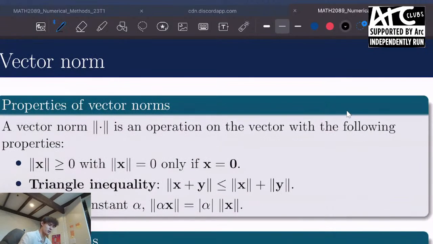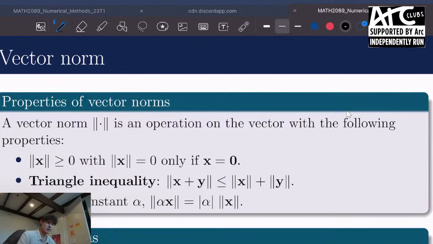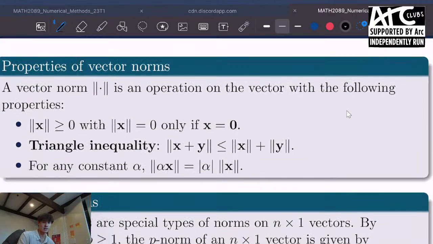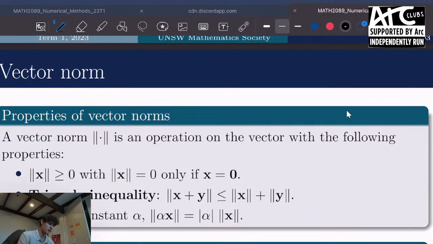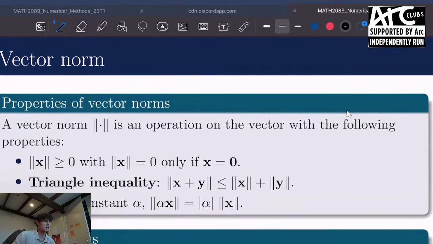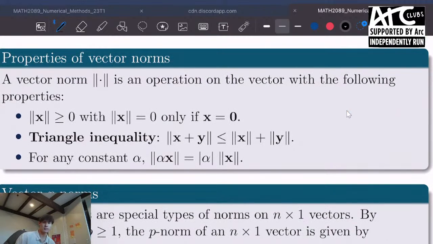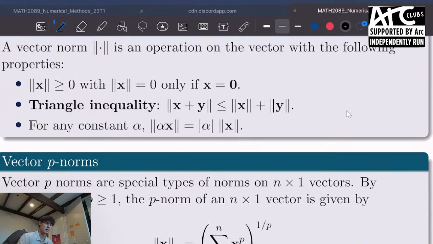So now we're going to be going over a bunch of definitions that will help us look at the sensitivity of linear systems later on. Now, a lot of this stuff is very relevant for Math2089 as well, because in Math2089 you may be asked to prove stuff about vector norms and so forth. But what exactly is a vector norm? Well, it's a sort of extension of the idea of the length of a vector into a more generalized idea. So what's going on is we need some norm that is an operation on a vector to have the following properties. So it needs to be always non-negative, and it can only equal 0 when we're dealing with the zero vector. Now, it must satisfy the triangle inequality.